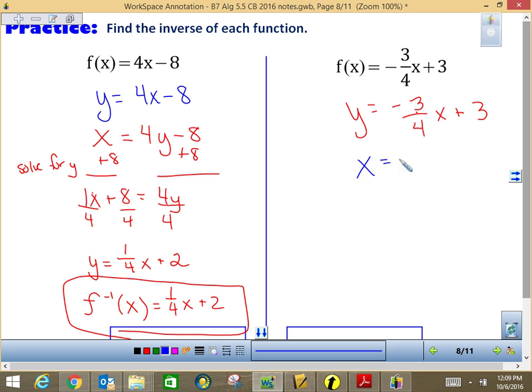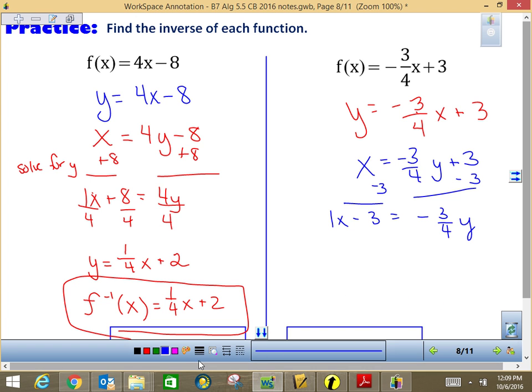x equals negative 3/4 y plus 3. Now, we're going to subtract 3. So if I'm writing that, I'm going to have x minus 3 equals negative 3/4 y. So a lot of you, when we have 1x minus 3 equals negative 3/4 y, I need to get rid of negative 3/4. Grace, what should I multiply every single thing by to get rid of that?